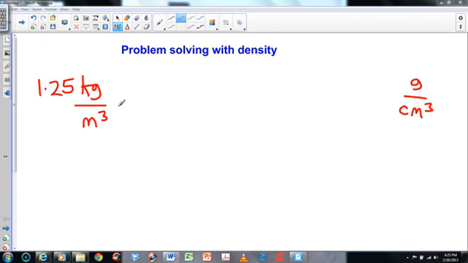Which does make things more complicated. So, for example, if we were to take 1.25 kilograms per meter cubed, this is one way of representing density, and try to convert it to a density that you are more used to seeing, grams per centimeter cubed or grams per mil, these two are the same thing, we have to be able to convert kilograms to grams and meters cubed to centimeters cubed. And this is the bit that's more of a challenge.